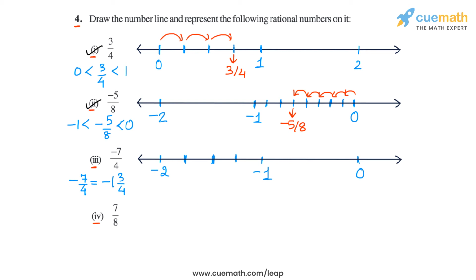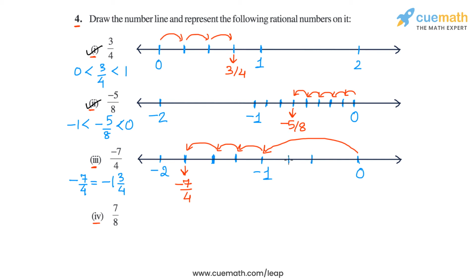So starting from 0, if we first make a full jump of 1 unit like this, and then 3 jumps of 1/4 like this, then this point here that we have reached is minus 1 and 3/4, or minus 7/4.